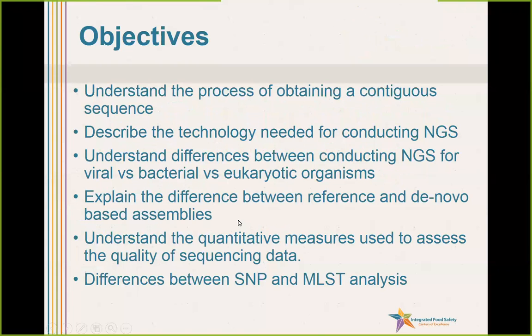After this presentation, we hope that you will understand the process of obtaining a contiguous sequence. We also hope that you will appreciate the varied methods of conducting next-generation sequencing, or NGS, and understand how there are differences between conducting NGS for viral versus bacterial pathogens. As we describe how to put contigs together, we will talk about how to do that in 2 different ways, through reference and de novo assemblies. Finally, although we will not go into the nitty-gritty of quantitative measures, you should understand that there are quantitative measures to assess the quality of sequencing data.